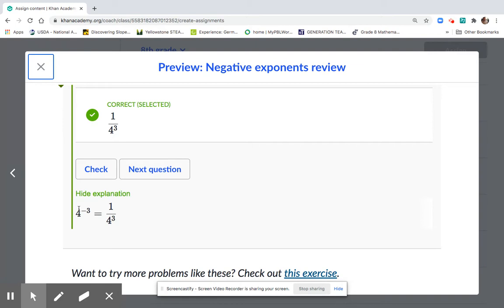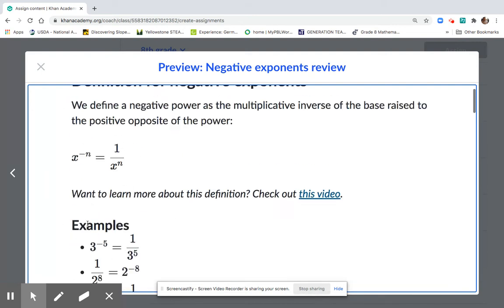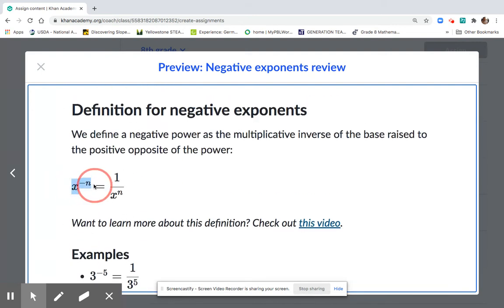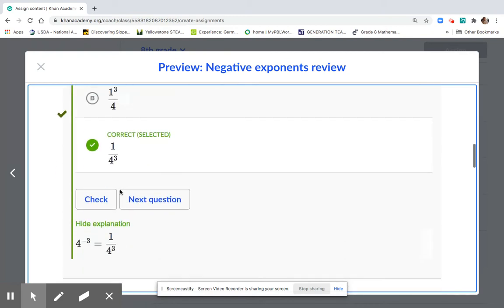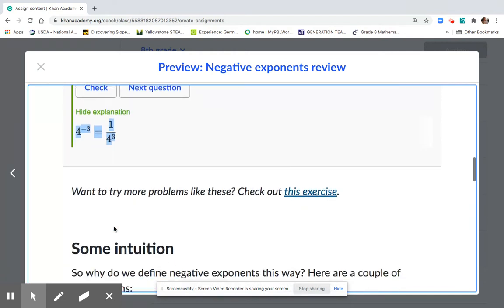And here they show, this is pretty much exactly what the definition was before. Here, I'm going to go back up and look at that definition. So they're saying x to the negative n is equal to 1 over x to the n. So what they're writing here is exactly the same thing. Instead of variables, it's numbers. 4 to the negative 3 is equal to 1 over 4 to the third, right?